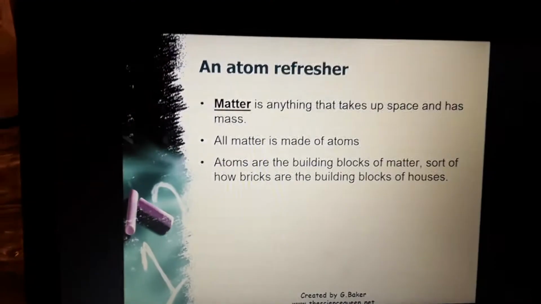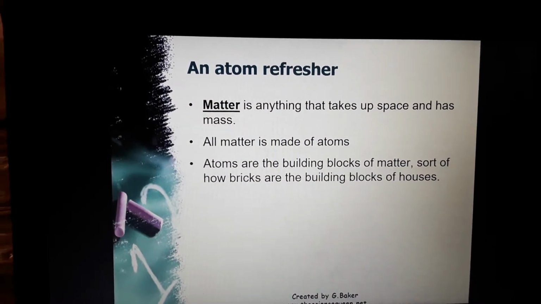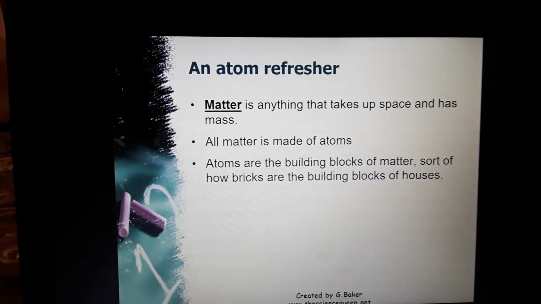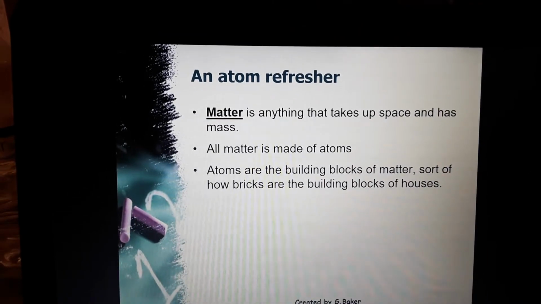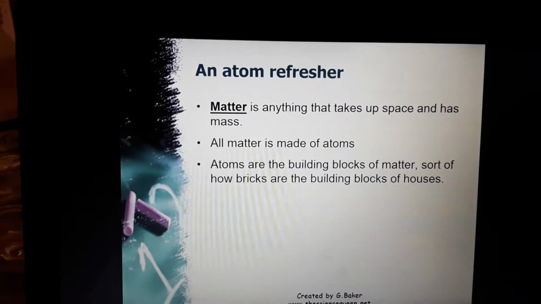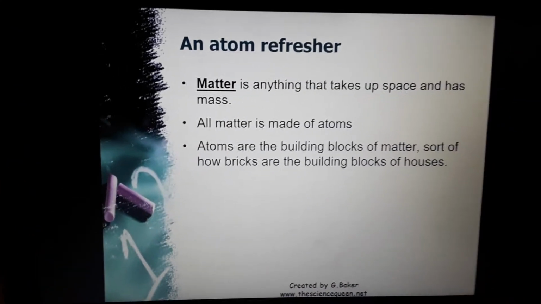All right, so matter is anything that takes up space and has mass, and all matter is going to be made of atoms. So when you look at some things on here and you talk about atoms, you're talking about the matter. So basically everything that is existing here, that's what we're looking at.